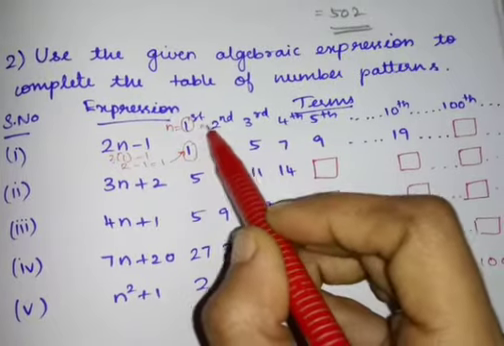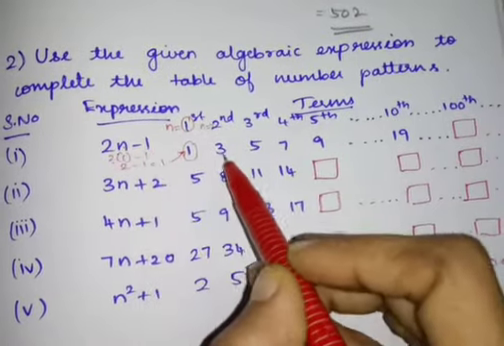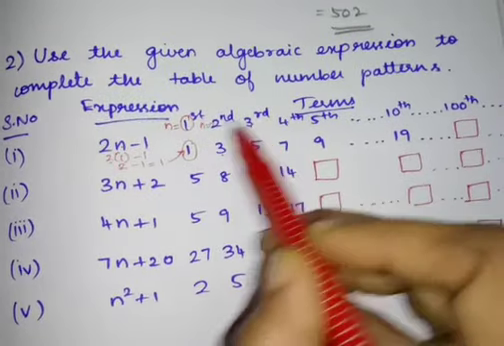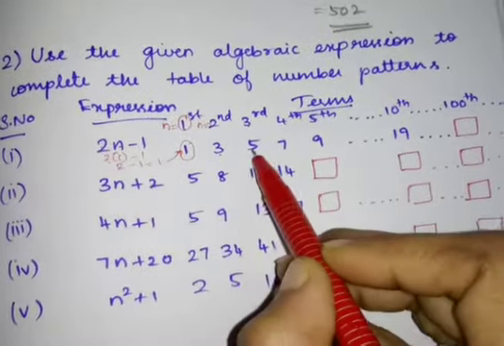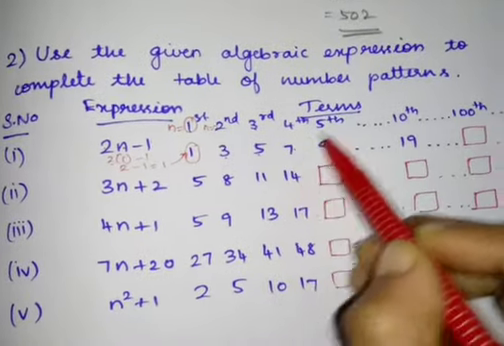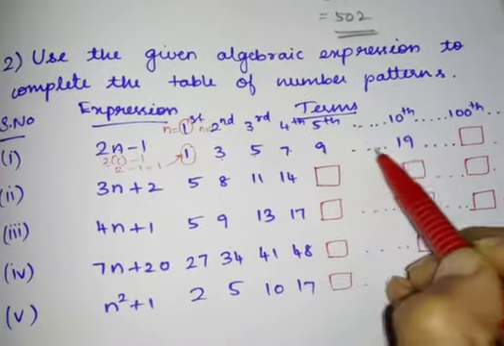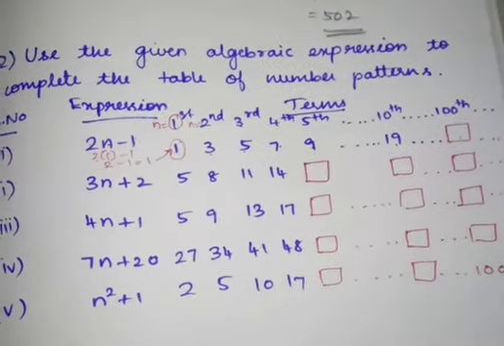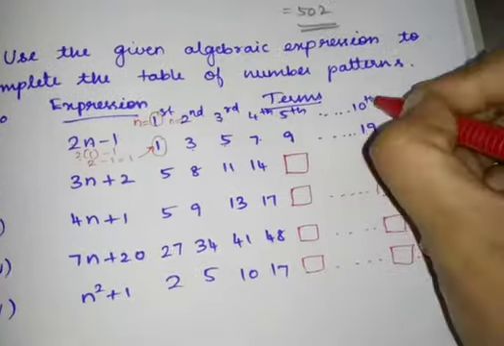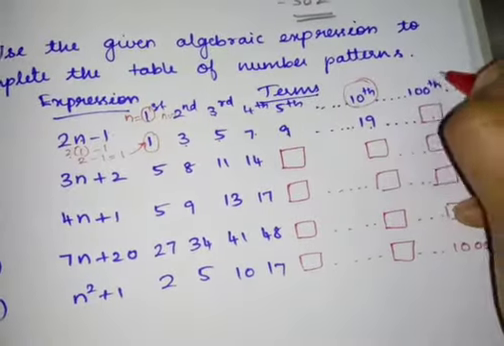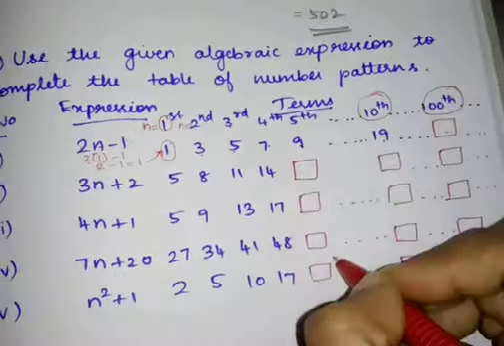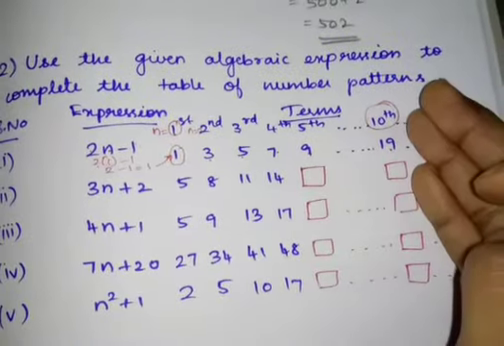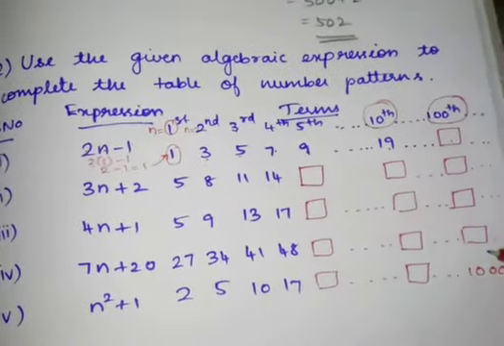When n is equal to 2, 2 2s are 4, 4 minus 1, 3. When n is equal to 3, 2 3s are 6, 6 minus 1, 5. When n is equal to 4, n is equal to 5, like that it is given. N is equal to 10. So when n is equal to 100, what is the answer? See, the n value is given for only 10, 100. Till 5th it is given. After that they have given etc. Then 10 it is given, 100 it is given.